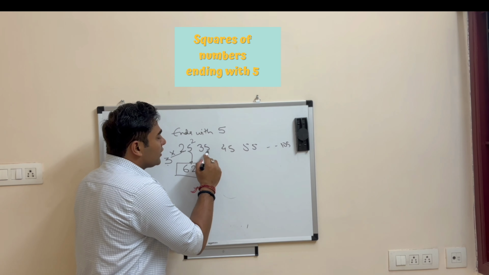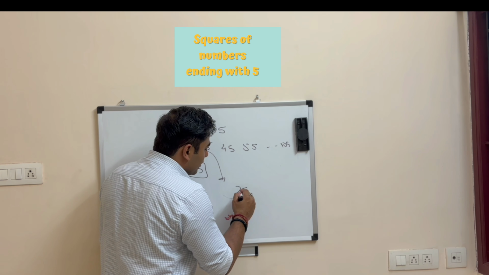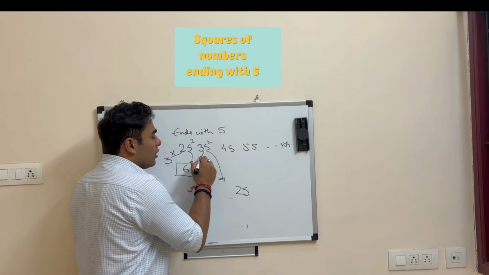Similarly, if I want to calculate 35 square, right? I'll write 25 here. Then what is 3 plus 1? It is 4. I'll multiply 3 into 4 and I'll make it 12, so 1225. Similarly, if I want to find the square of 55, let's say, I will write it here as 25.